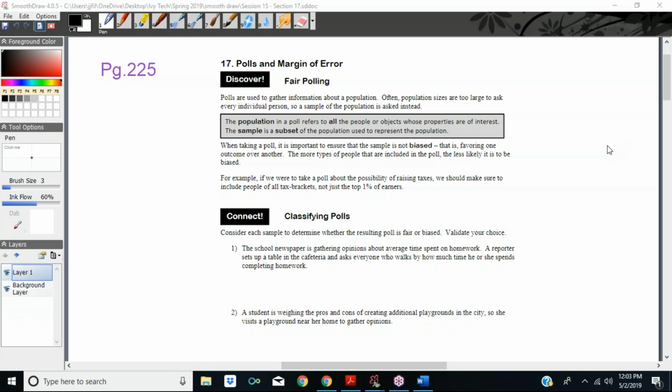All right, so again, good afternoon, Thursday, May 2nd, and class from noon to 1. It's Math 123-03D. And today we're looking at section 17. It's called Polls and Margin of Error.